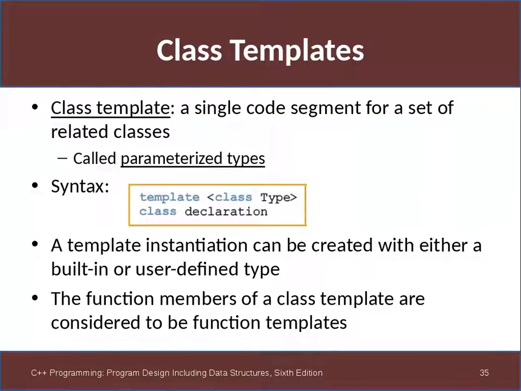So a class template: a single code segment for a set of related classes, called parameterized types. Syntax is template, class T, and then your class declaration. And then when you instantiate, you can actually put the types in there. A template instantiation can be created with either a built-in or user-defined type. In other words, you can parameterize what type of type.